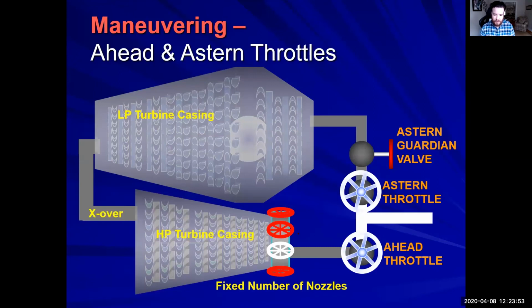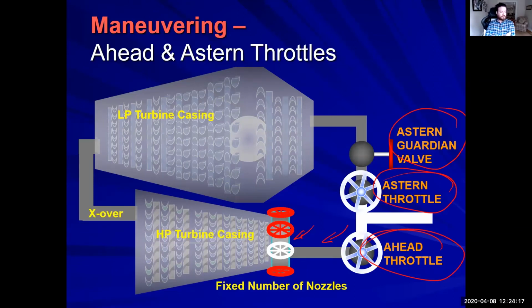All right, so let's say we have a fixed number of nozzles open, and we have our head throttle. All right, where are these located? All 3 of these. The astern guardian, which is a new term for us. We have the astern throttle, and we have the head throttle. Where are those located? Throttle box. So there's 2 of the 3 are located on the throttle box. Which 2? Astern and ahead. The astern and the head what? Throttles. Okay, so these are on the throttle box.